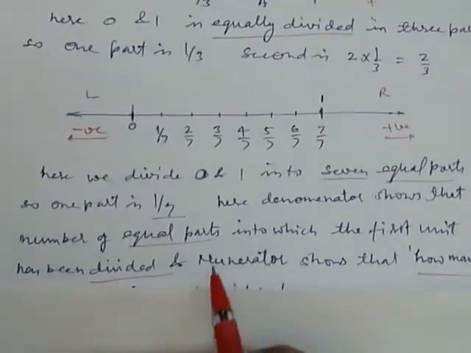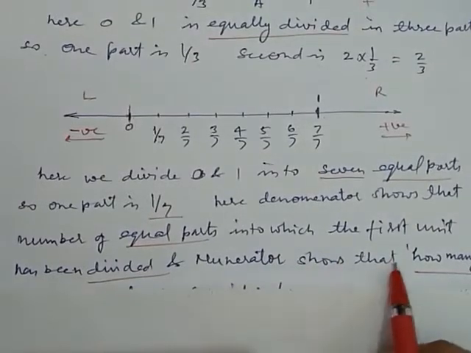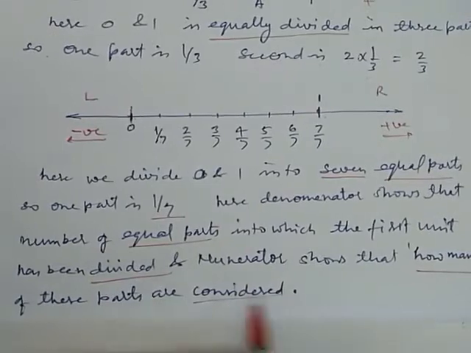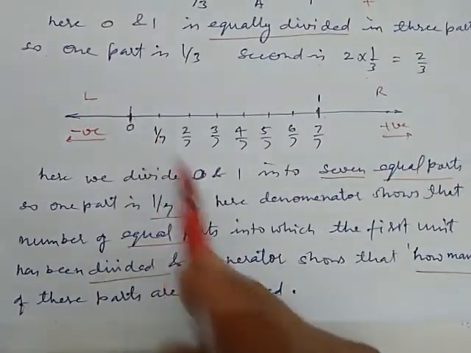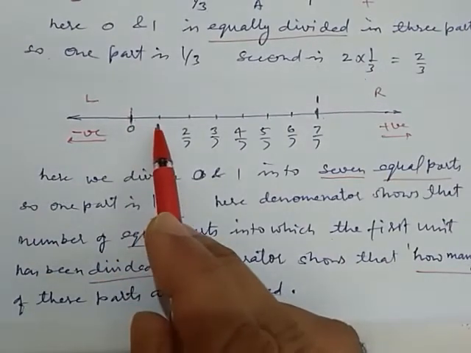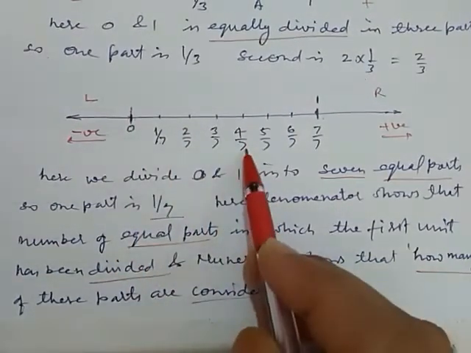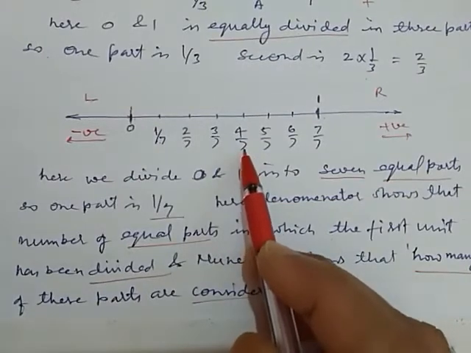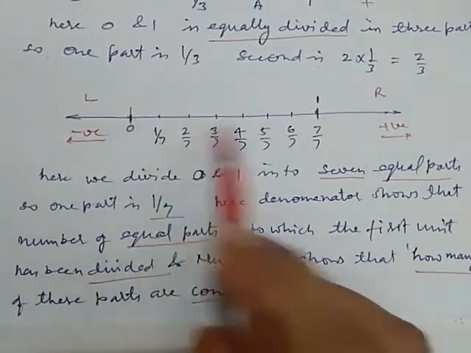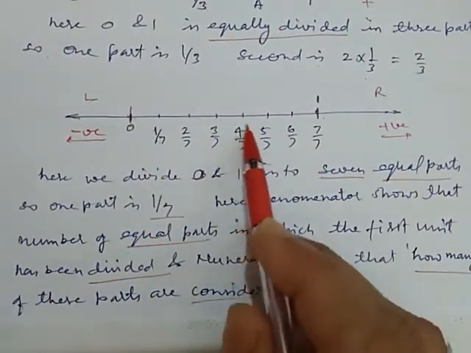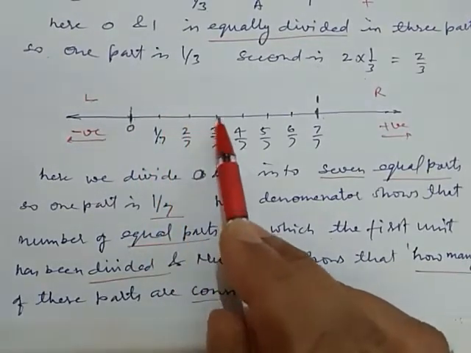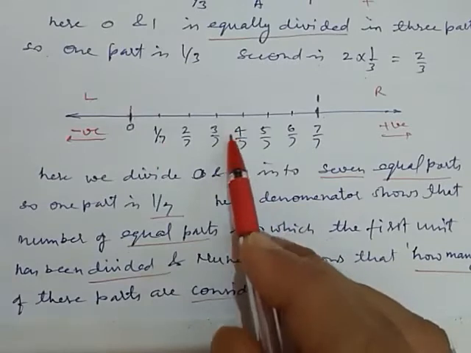Okay, and the numerator shows how many of these parts are considered. We have to consider according to the numerator. Here 1 by 7, so we have to consider only one part. If we take 4 by 7, this means first we divide this 1 unit into 7 equal parts. Now we consider 4, means 4 equal parts. 1, 2, 3 and 4. That's why we get 4 by 7.